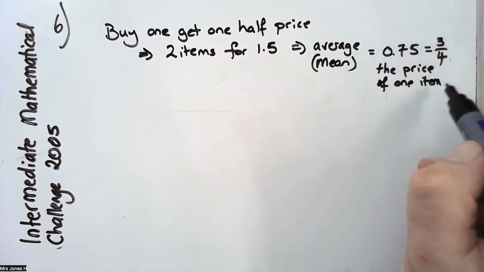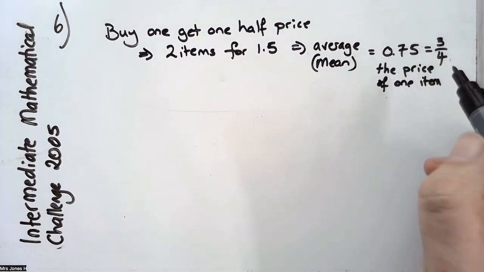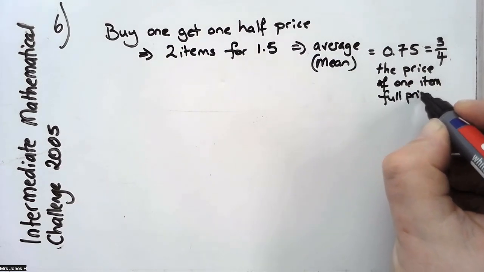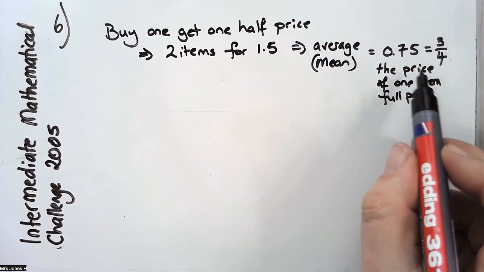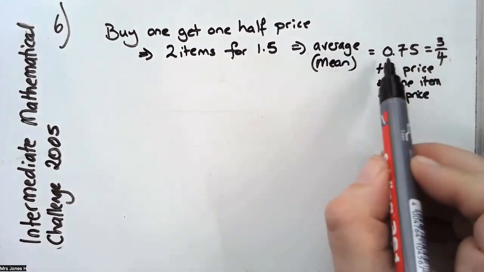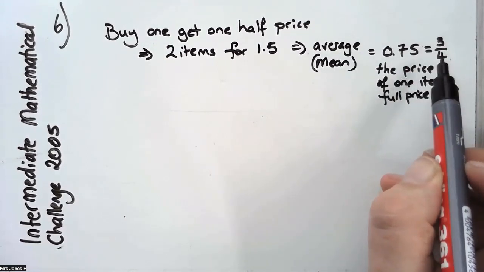So this is 3/4 the price of one full price item. And that's what we're looking at. We're going to compare it to the full price, but actually what we're going to do is compare that average.